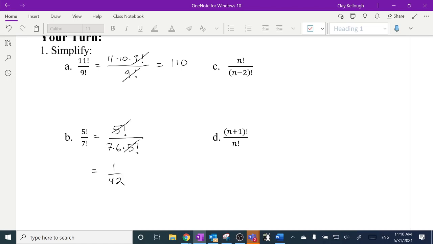Isn't that cool? Now let's do it with algebra. What do I know about n factorial? Well, n factorial is n times n minus 1 times n minus 2 times n minus 3 times n minus 4 times n minus 5. But basically, just like I stopped here and said, well, it's factorial from there on out, it's factorial here on out.